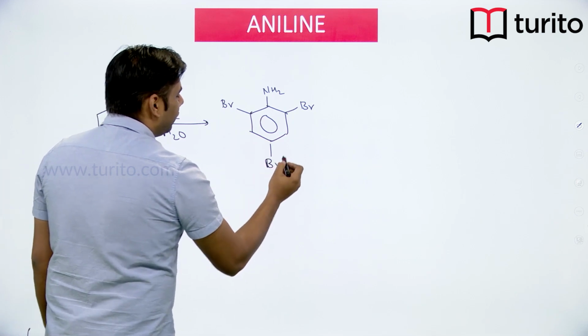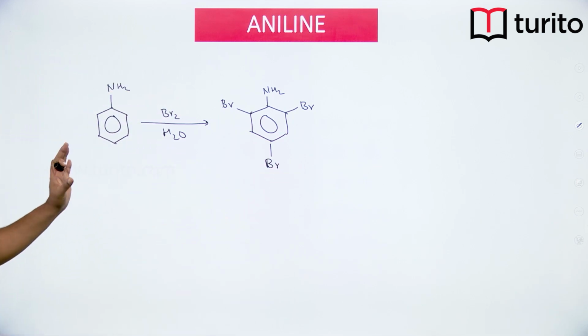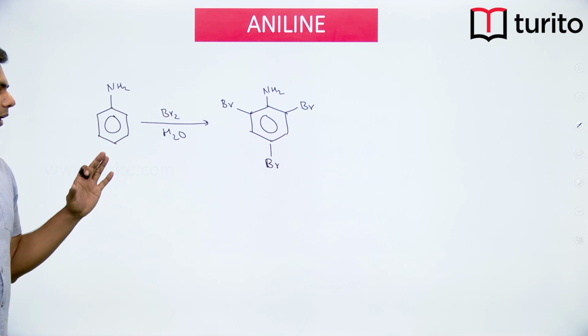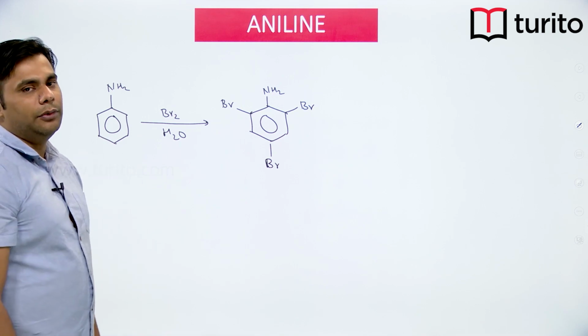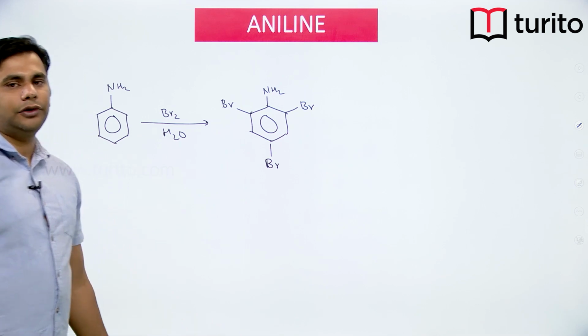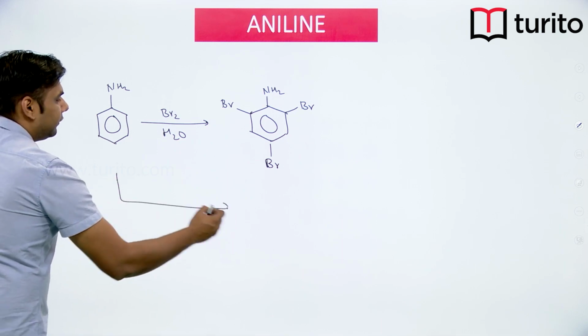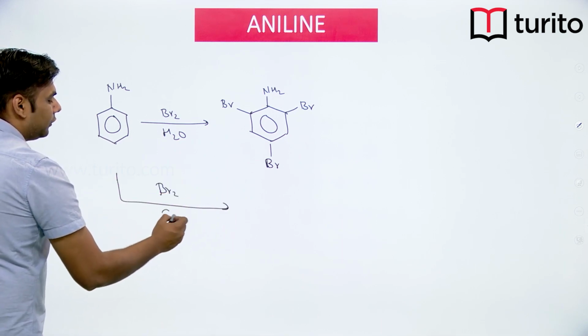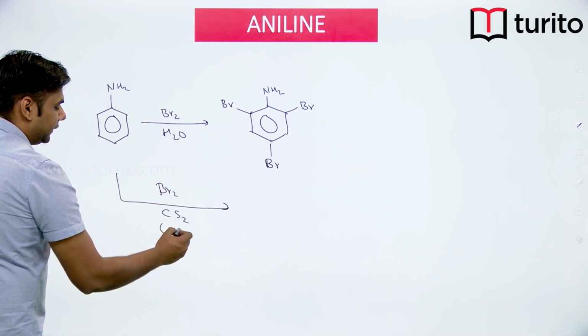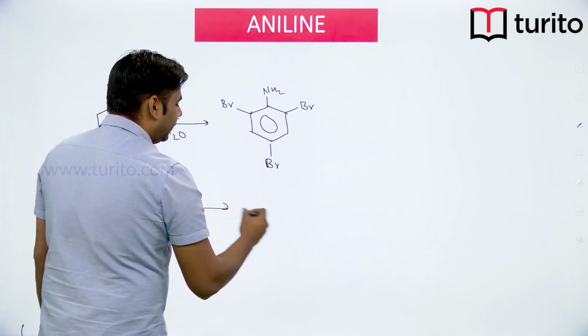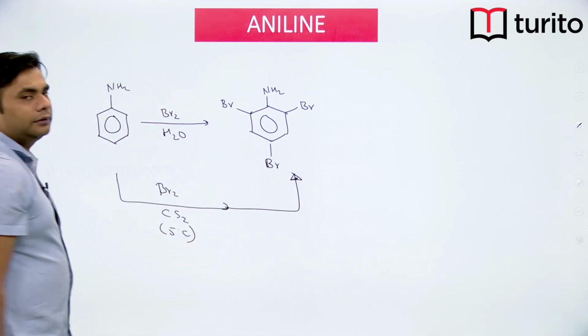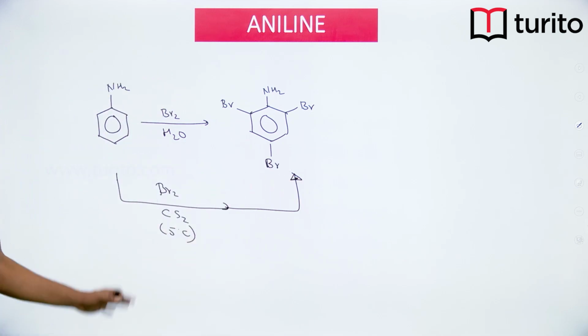So this you just have to remember. If there are any COOH or SO3H group at ortho or para position, they will also get eliminated and we will get a tri-substituted product. Now when you react this with bromine in presence of carbon disulfide, at a temperature of 5 degrees Celsius, in this case also we get a tri-substituted product only. We don't get a mono-substituted product because NH2 is a very activating group.